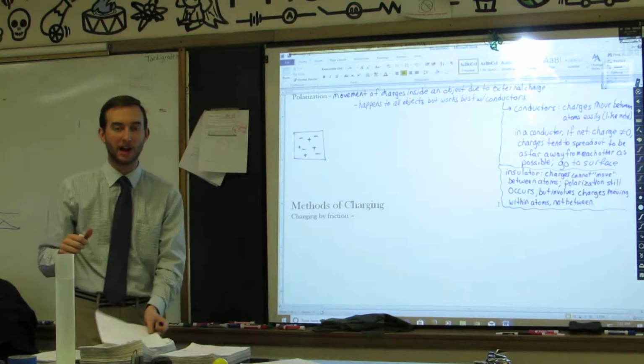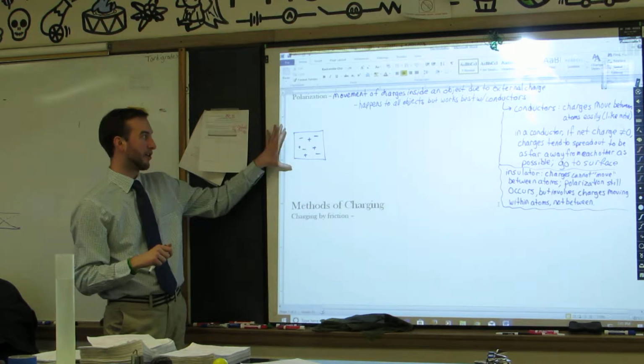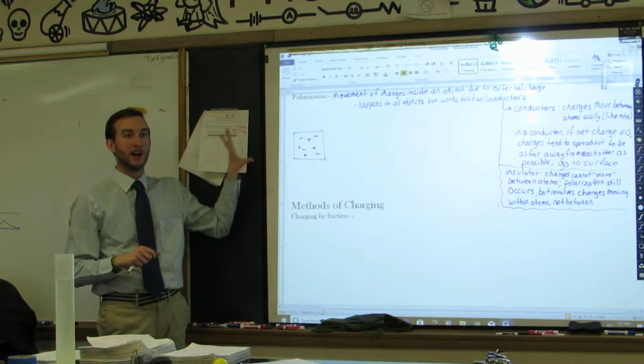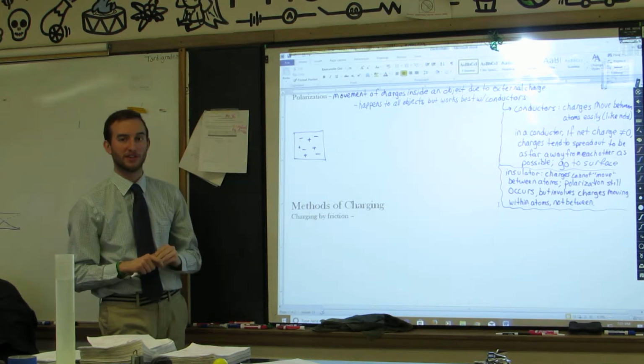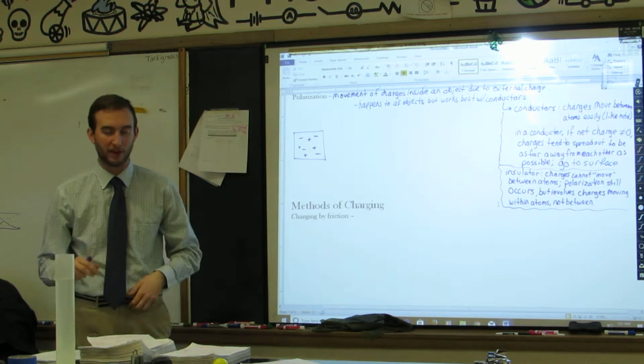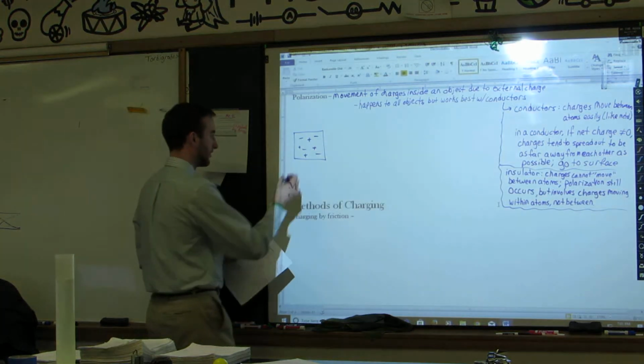And you're going to notice something, that I'm going to conserve charge in my diagrams. What that means is if I start off a series of diagrams with 8 charges, unless I'm adding some from some other source, I better have 8 charges at the end. Conservation of charge is a real thing. You cannot create or destroy charge. Okay? So, here's a neutral object.